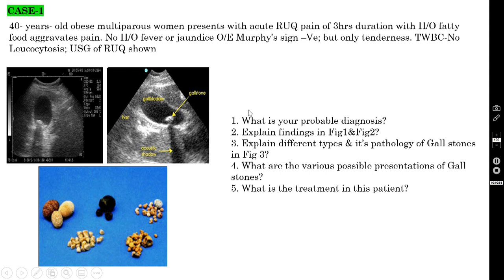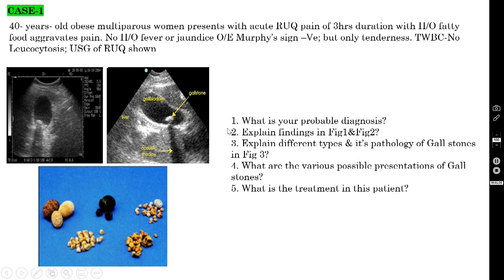So these are the three pictures and these are the 5 questions. What is your most probable diagnosis? With this clinical feature, the patient is having right upper quadrant pain of only 3 hours duration, fatty food aggravating the pain, no history of fever, Murphy sign negative, and no leukocytosis. With this ultrasound finding, the most probable diagnosis is biliary colic.